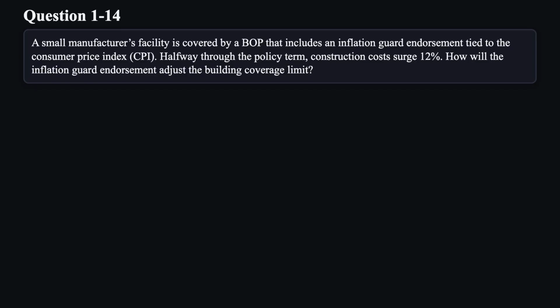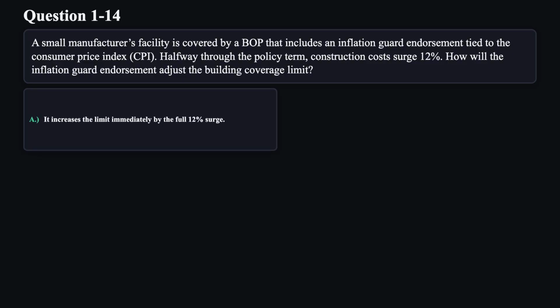Question 14. A small manufacturer's facility is covered by a BOP that includes an inflation guard endorsement tied to the Consumer Price Index, CPI. Halfway through the policy term, construction costs surge 12%. How will the inflation guard endorsement adjust the building coverage limit?